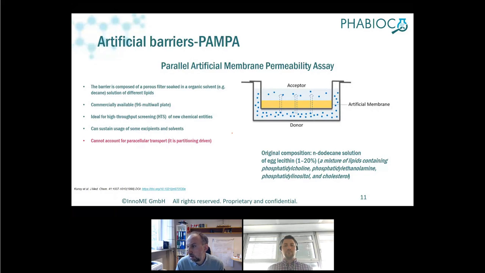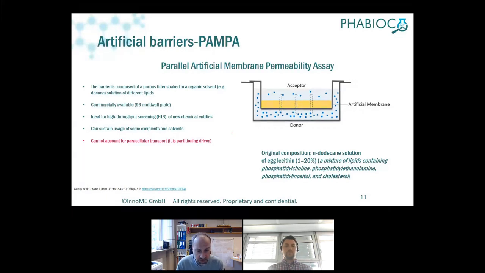The most utilized and implemented artificial barrier is called PAMPA. It was introduced in 1997-98 by Kansy et al. PAMPA stands for Parallel Artificial Membrane Permeability Assay. The concept is very similar.